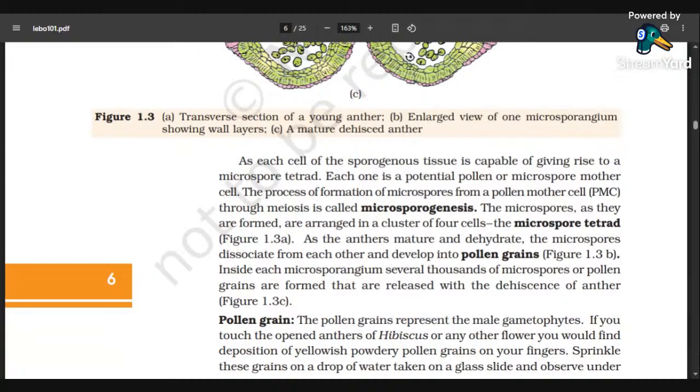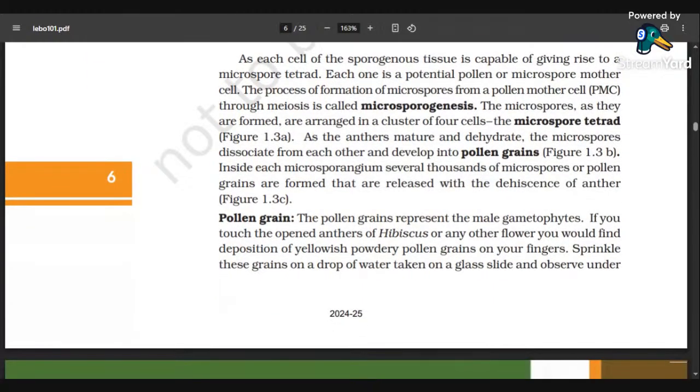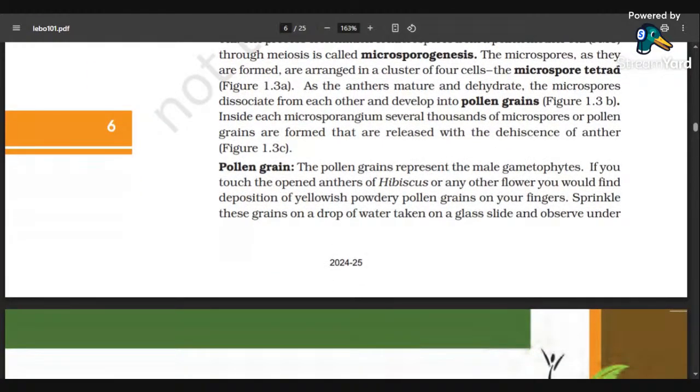The microspore tetrad. As the anthers mature and dehydrate, the microspores dissociate from each other and develop into pollen grains. Inside each microsporangium, several thousands of microspores or pollen grains are formed that are released with the dehiscence of anther. Pollen grains. The pollen grains represent the male gametophytes.